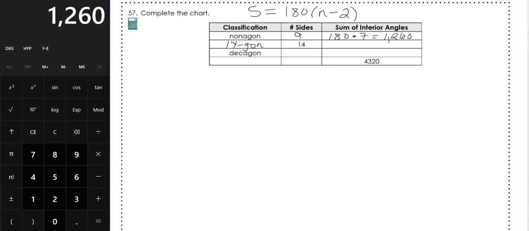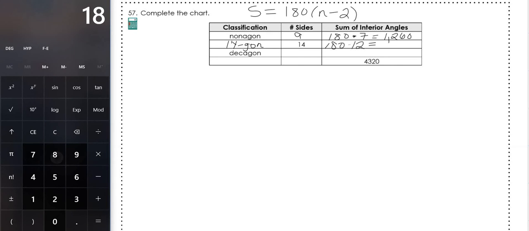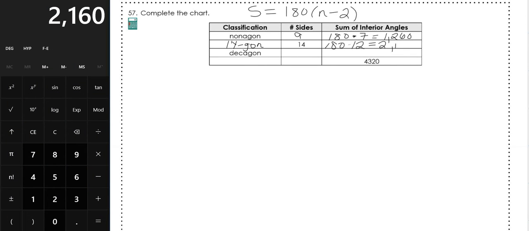Okay, so again, we're going to do 180 times n minus 2, which is 12. So 180 times 12. Always 2 less than the number of sides. So 180 times 12. In the calculator, let's go ahead and do that. 180 times 12 equals 2,160. All right, moving on.